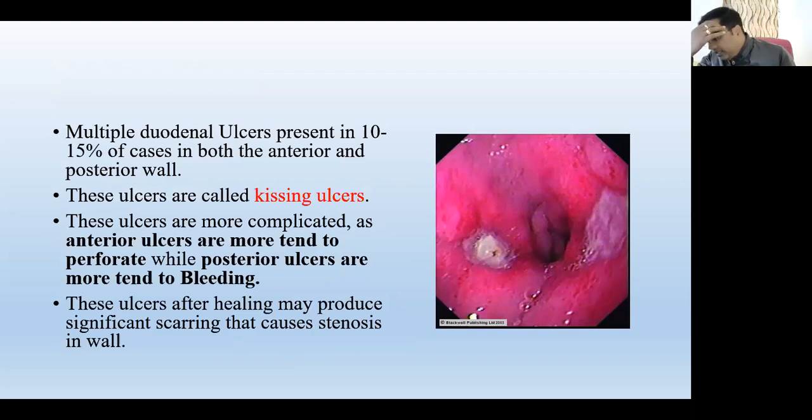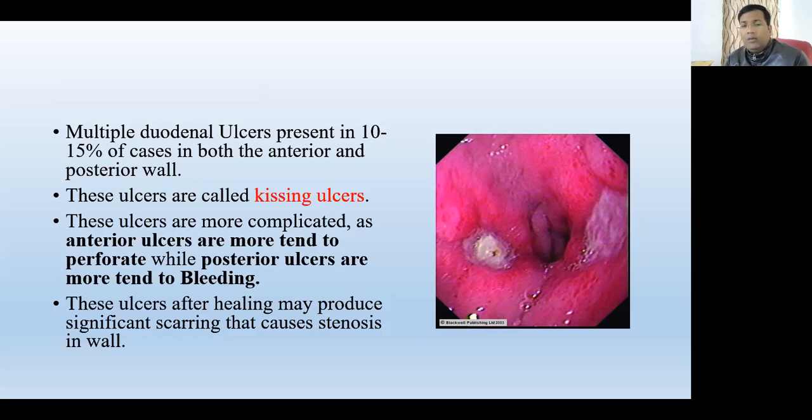One more important feature in the duodenal ulcers we must discuss. Usually the duodenal ulcers are present either in the anterior wall or in the posterior wall. But in a few cases, ulcers may be present in both the anterior and posterior wall. In those cases the ulcers are called kissing ulcers, because the edges or margins of both ulcers can touch each other. And why we discuss this, because it is very important.